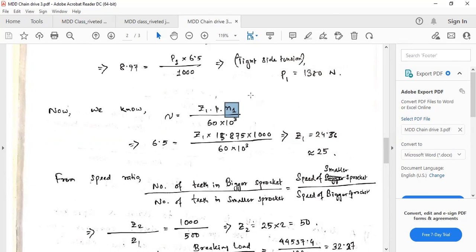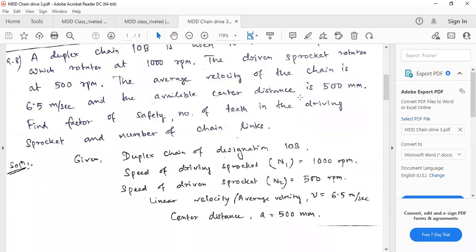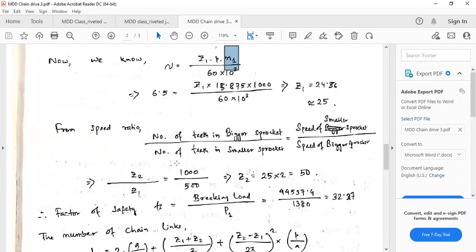So here, if we consider a driving one, you have to take the speed of driving one. If you consider the number of teeth for driven one, then the speed also should be for driven. So here we need to find out the number of teeth in driving sprocket. So we have taken Z1, the number of teeth in driving sprocket, multiplied by the pitch you have found, and multiplied by the RPM, the speed. So from here you will get the number of teeth. To prevent uneven wear, we take the number of teeth as odd number. So we take it as 25 nearby.